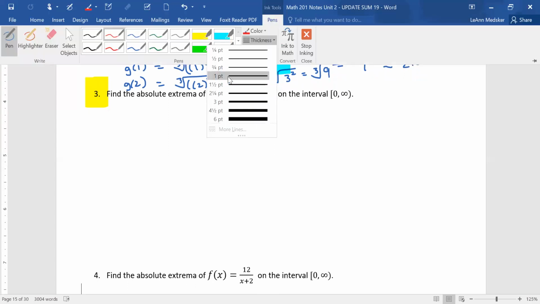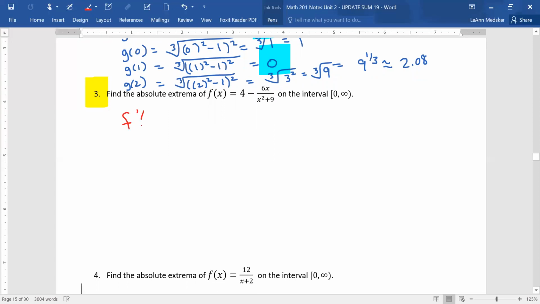Make that thinner. So the derivative of 4 is nothing, but I do have to do quotient rule, not chain rule, on this guy. So I'm going to write this as negative 6x, because I'm going to use my negative sign on top just because I have to use it somewhere. And then my bottom function was x squared plus 9.